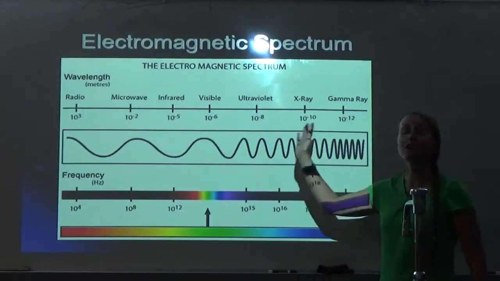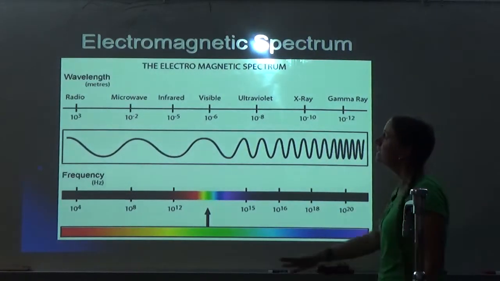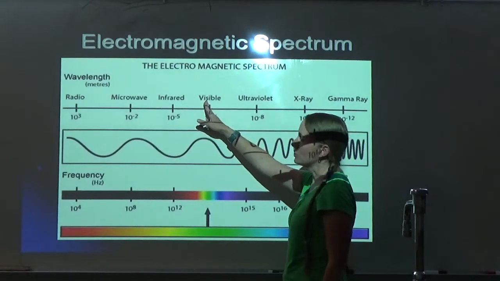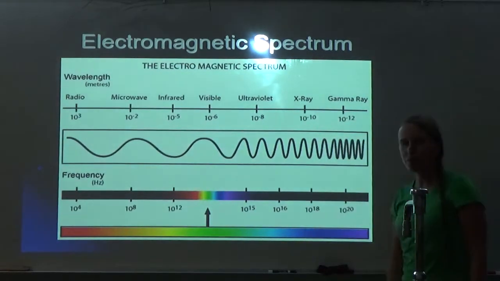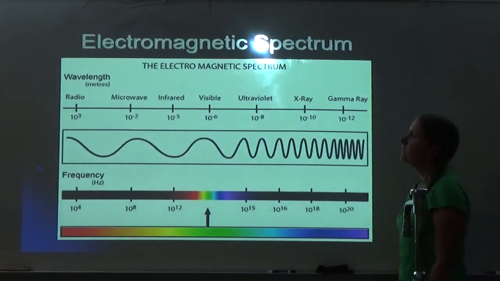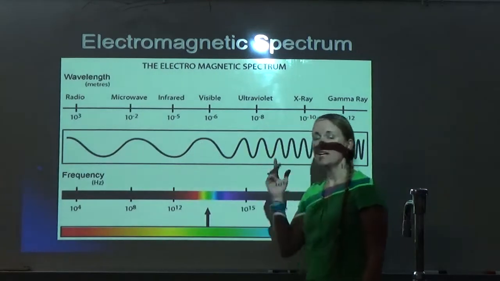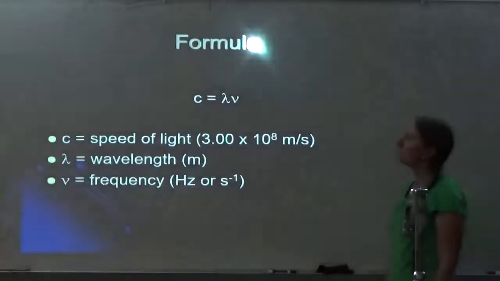So here is the whole electromagnetic spectrum. See, visible light is just one portion. You have radio, microwave, infrared, UV, X-ray, gamma ray, lots of different waves. But they all travel at the same speed, so what's different is the wavelength and also the frequency.